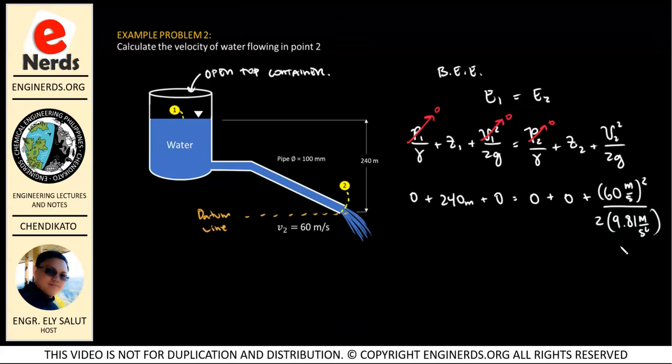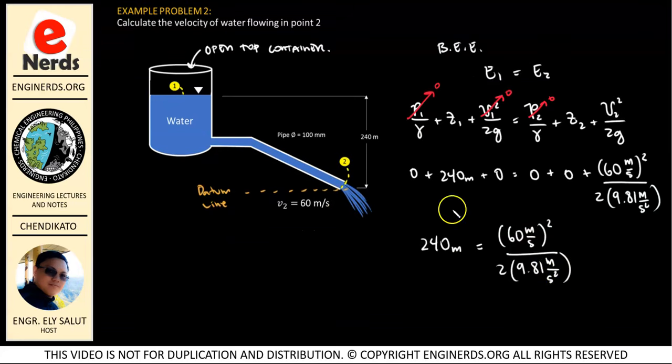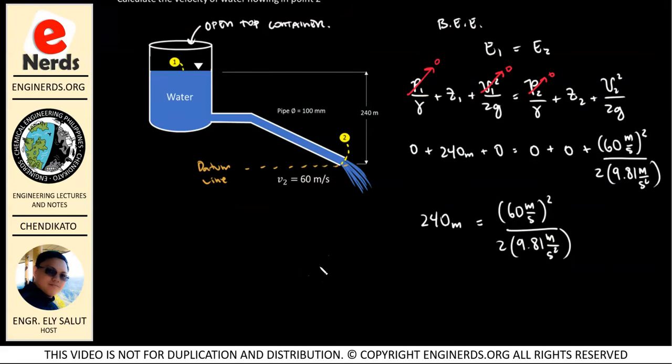Okay, so makikita natin, no? We have a lot of zeros here. So we will have only 240 meters is equal to 60 meters per second squared over 2 times 9.81 meters per second squared. So, ang dali lang, no? Nakuha na agad natin yung ating values. Pero lumalabas dito, wala tayong unknown. So, hindi natin alam ano bang kukunin natin dito. Okay? Meron bang problema dito sa na-solve natin? Yes, there is a problem.